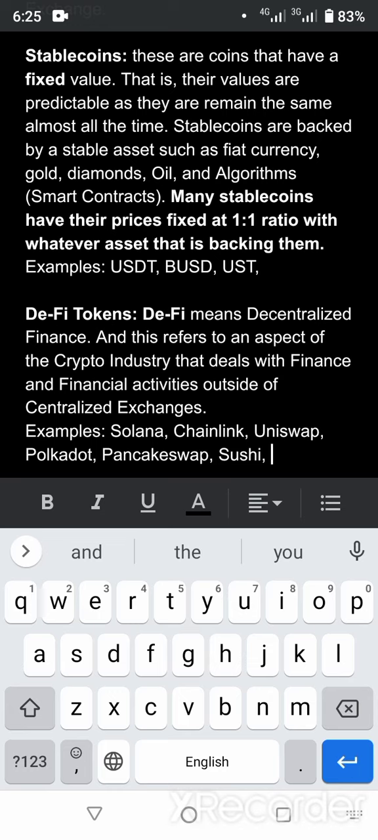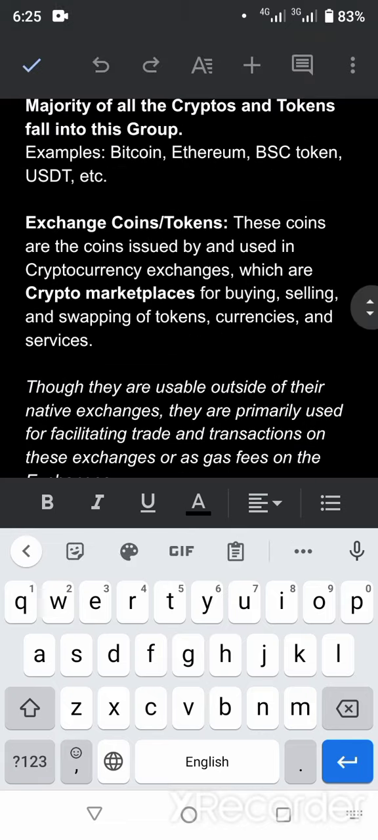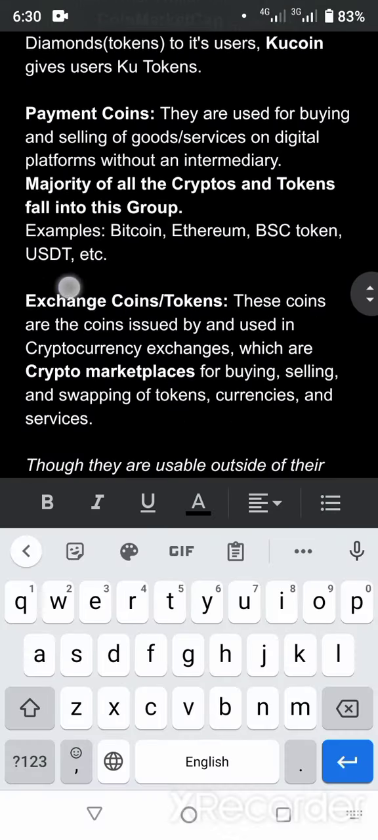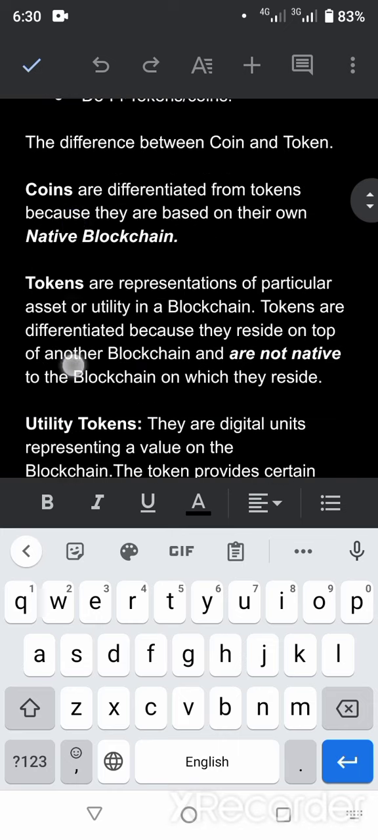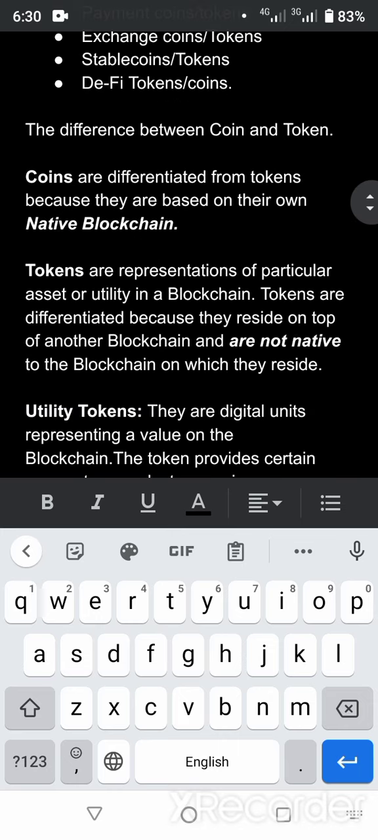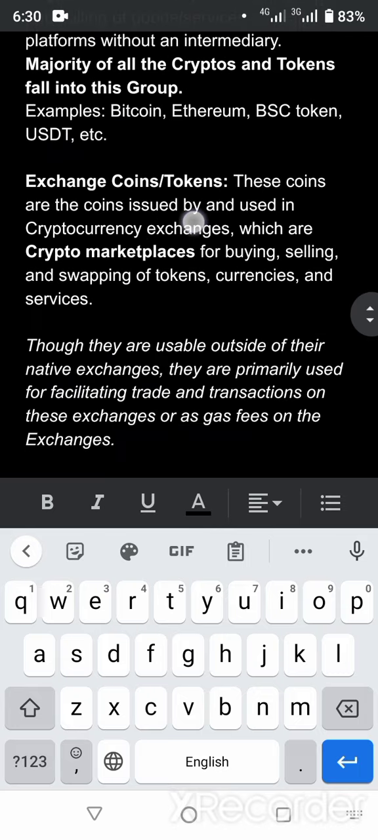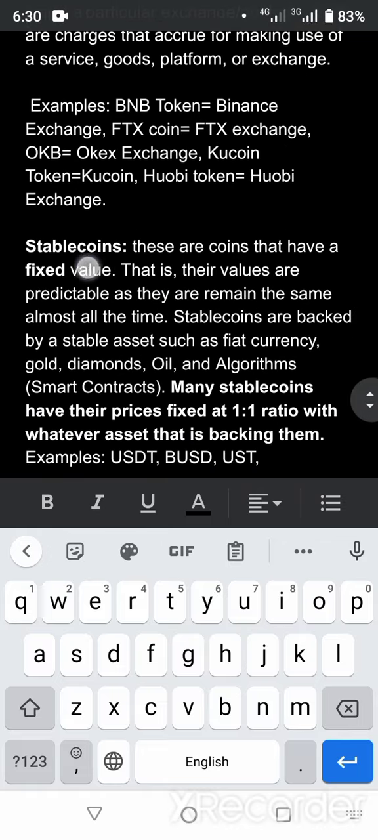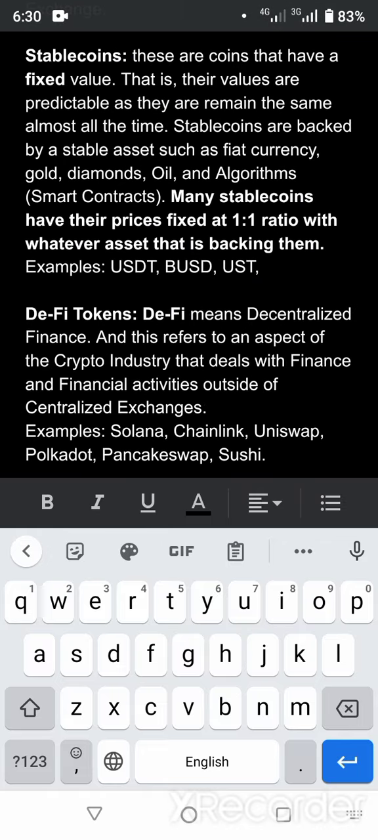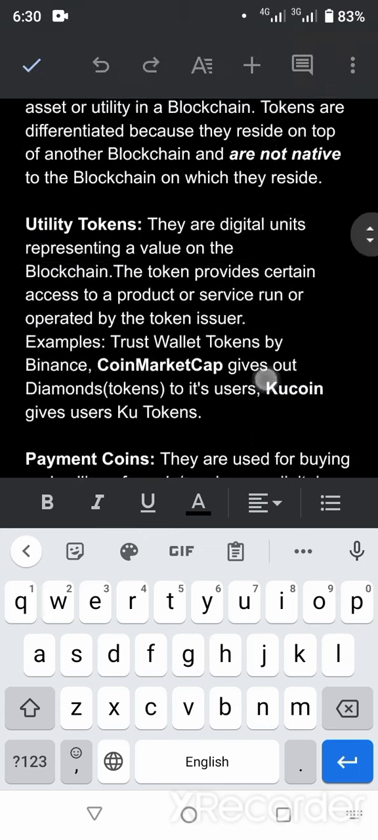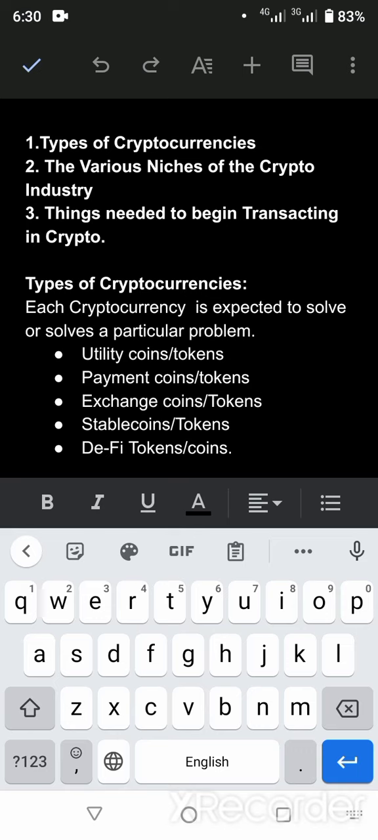With time, you will really get to understand how big and vast this crypto industry is. What you just need for now is to know that there are utility tokens, payment coins, exchange coins or tokens, then stable coins, and just know a little about DeFi tokens. As we progress into more of these videos, we'll be explaining it one after the other.